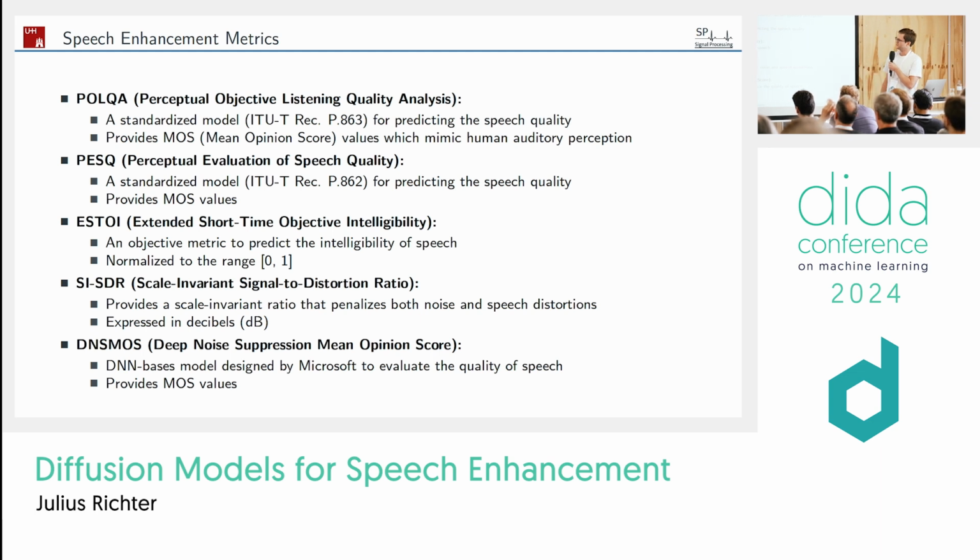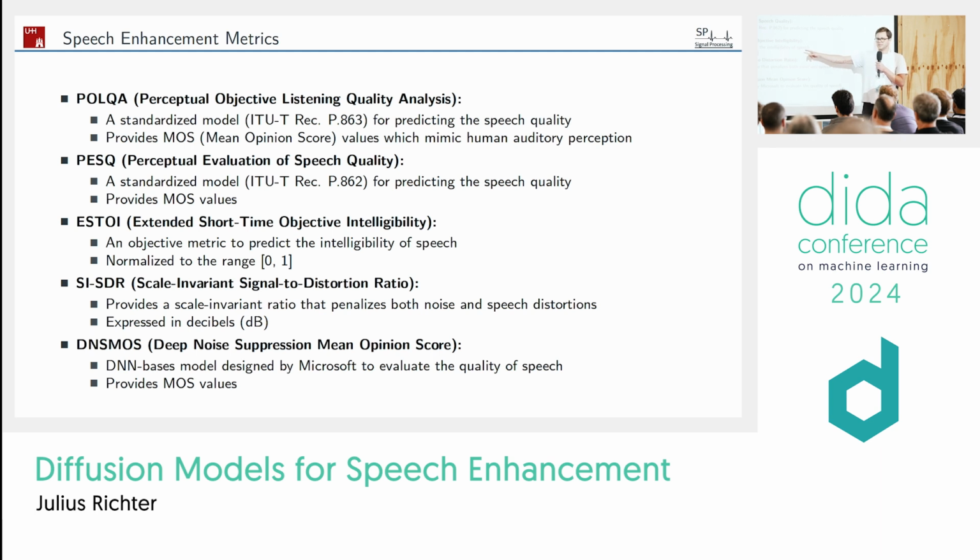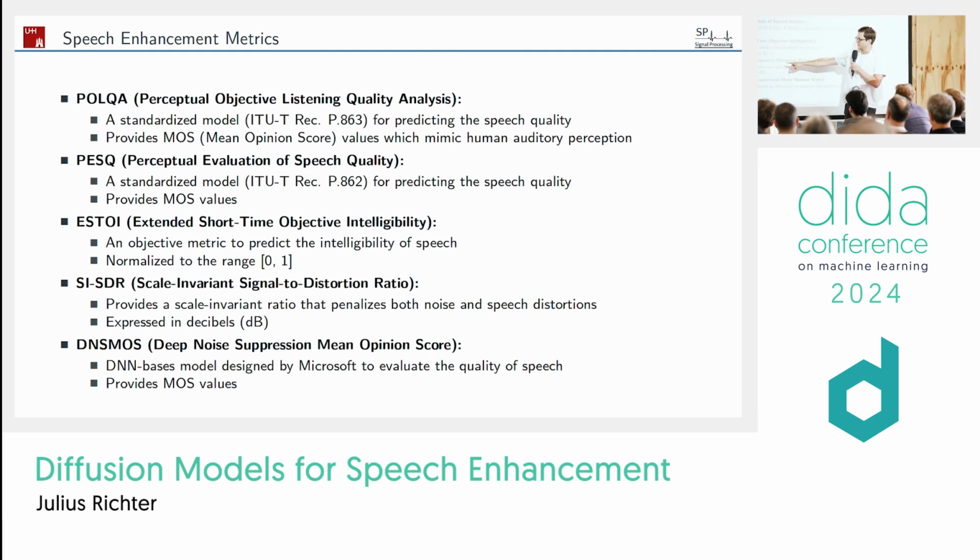So before I show you the results, quickly, it's a lot of text on the slides. Basically, we have 4 metrics to measure the performance. We have two metrics which are standardized by the International Telecommunication Union. So it's PESQ and POLQA. They both measure the speech quality. Then we have an objective measure for the intelligibility, so how intelligible is the sentence. And then we have one energy-based metric, which is just the ratio between the speech and distortion.